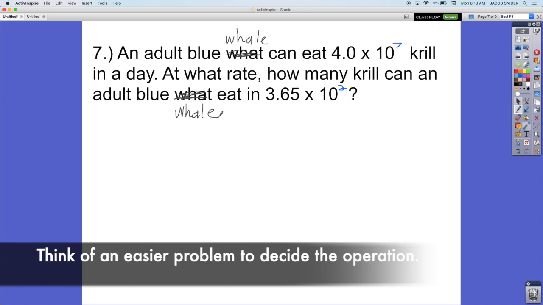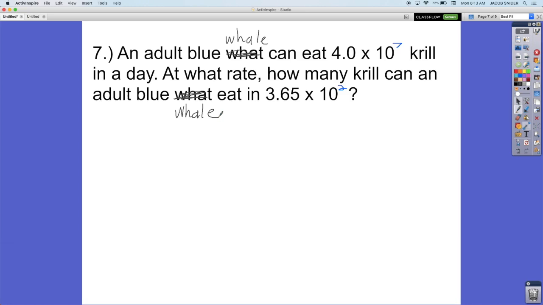So, think about this problem, guys. I have something that's happening in 1 day, and I want to figure out how much that'll happen in 365 days. If I think about this number, 3.65 times 10 to the 2nd power, what's that number really? Moving twice, right? Move it 2 times to the right. So what am I really asking? I know that this whale can eat that many krill in 1 day. Now I'm really trying to figure out how many krill that whale will eat in an entire year. So if I know 1 day, I'm going to try to get a total. Then I'm going to do multiplication.